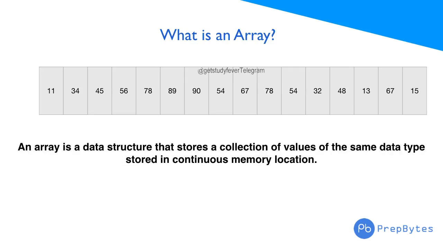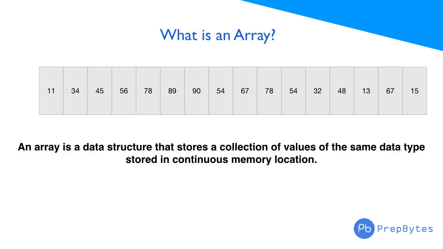So what do we mean by continuous memory location? By continuous memory location, we mean that if we are storing 10 elements, the 10 elements have to be stored one after the other. We won't get too much into how the array is stored in memory, because we want to keep it simple. Right now we just want to understand array first.